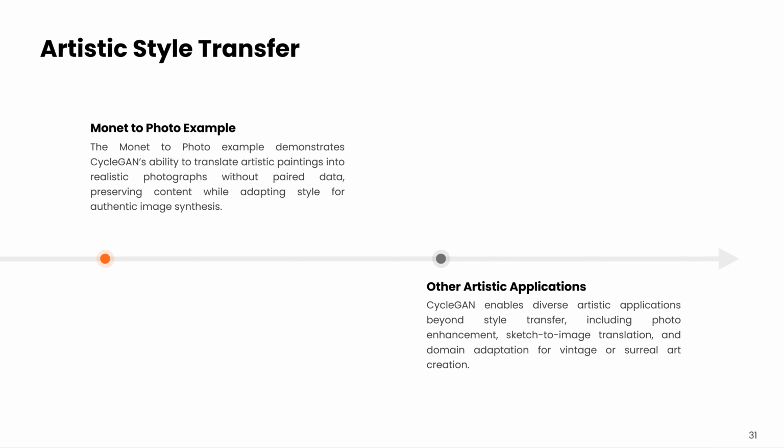The Monet to photo example is not just a pretty illustration of CycleGAN's capabilities. It's a concrete demonstration of content-style disentanglement, learned without paired data. In practice, two domains, the painting domain and the photo domain, are connected by two generators, painting to photo and photo to painting. Each direction has its own discriminator, and training optimizes adversarial objectives while enforcing cycle consistency.